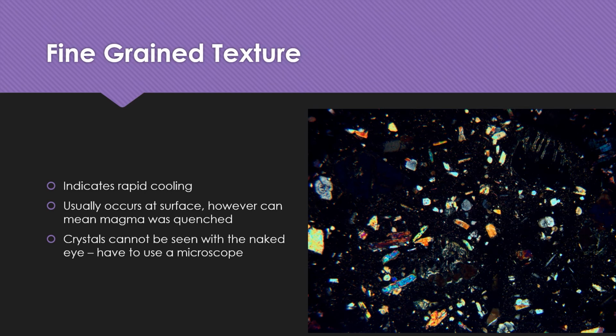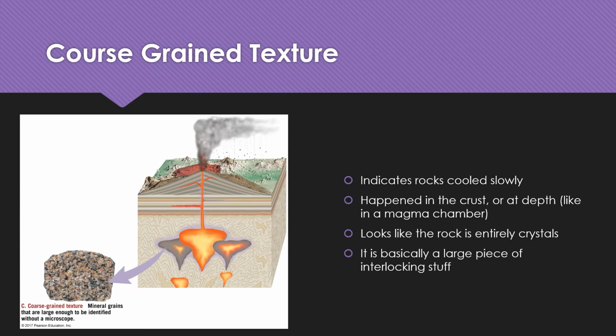So a coarse-grained texture indicates the rock cooled very slowly. This happened in the crust or in a magma chamber, like down here. This means that the rock is basically entirely crystals, and you can see them. They're very large. It looks like a giant piece of interlocking stuff. And it looks like this when it's cut really thin and looked at under a microscope.